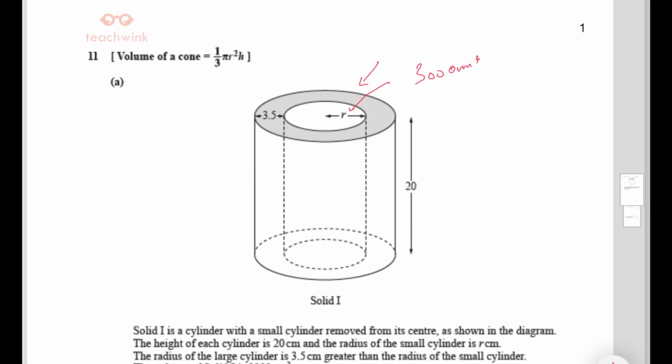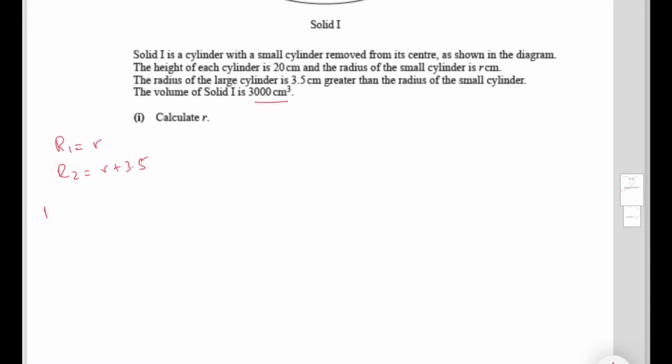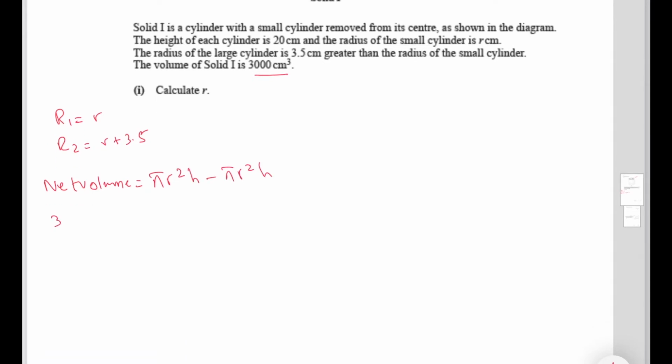So let's write it down. First of all, let's write down the radius. The radius of the small one is r centimeters. The radius of the larger shape is r plus 3.5 centimeters. So the net volume is equal to the volume of the larger shape minus the volume of the smaller shape. The net volume is 3000 centimeter cube, which is given to us in the question. We use pi as it is, and instead of r we use (r plus 3.5) whole squared times 20 for the larger cylinder, minus pi times r squared times 20 for the smaller cylinder.